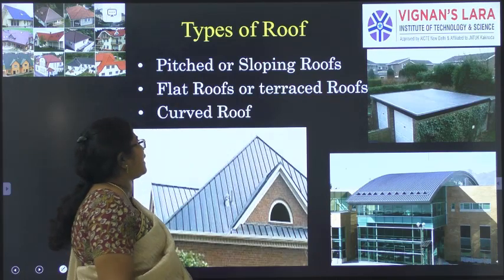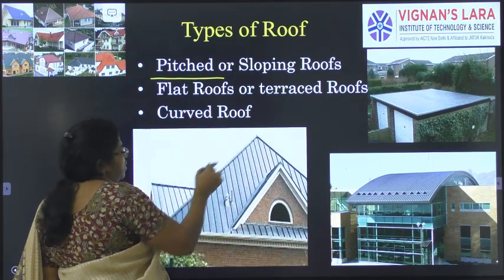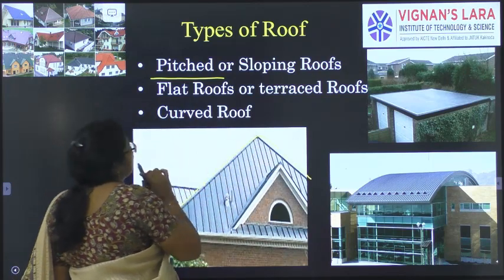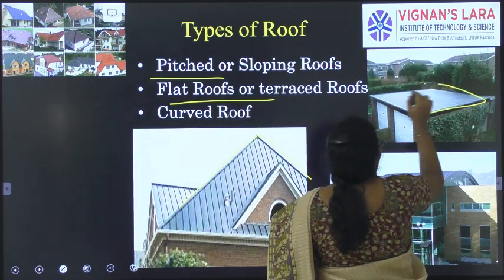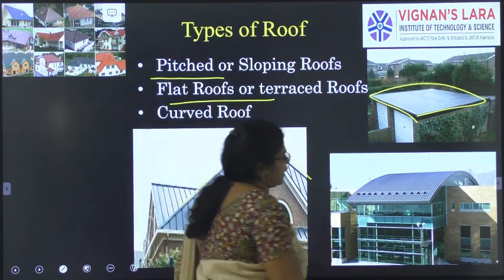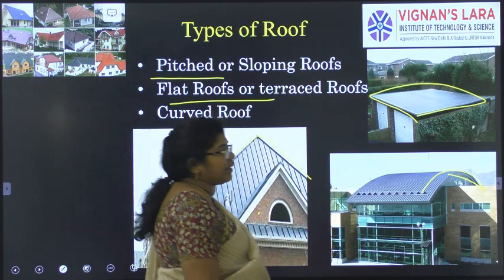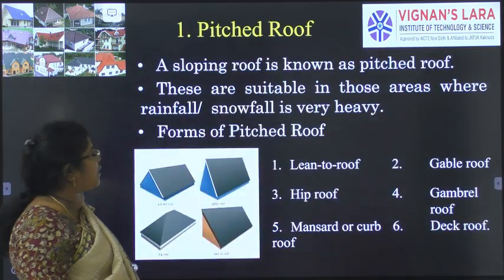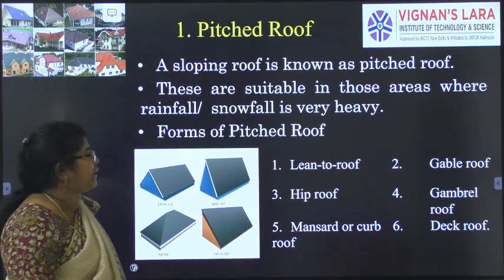So there are three types of roof. One is the pitch or sloping roof. The next one is the flat roof, or we call it a terrace roof, and the curved roof. Nowadays, for industrial buildings and big malls everywhere, we are going for this curved roof. In today's class, we will see about the pitched roof in detail.